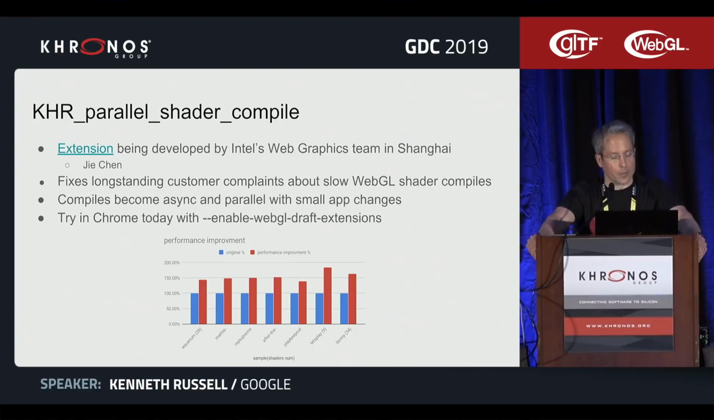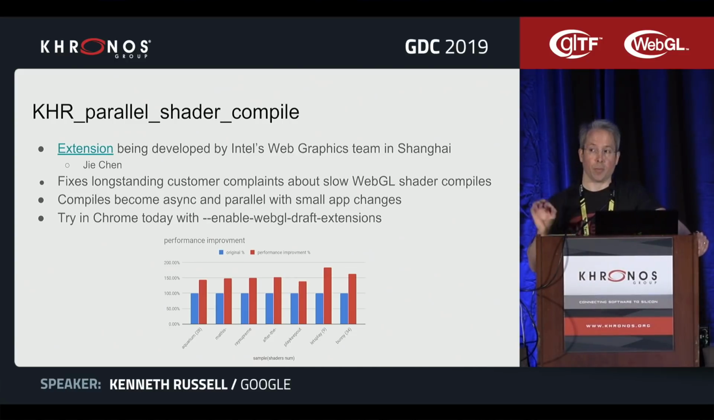So, Intel, in particular, Jia Chen, has been working on implementing parallelized and asynchronous compilations. They work great. Not only do they unblock your main application, but they actually can compile the vertex and fragment shaders simultaneously, and you get significant speedups. So this is already available as a draft extension in Chrome. Please try it. Please modify your apps to check for the presence of this extension and use it if it's there. It's very easy to do so, very small amount of code change. And basically, as soon as this ships in browsers, your app will get faster. So why not?